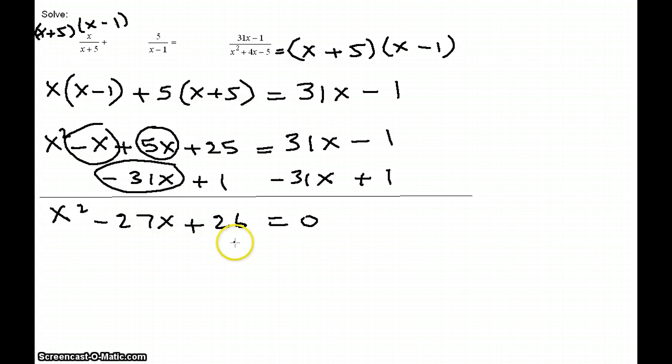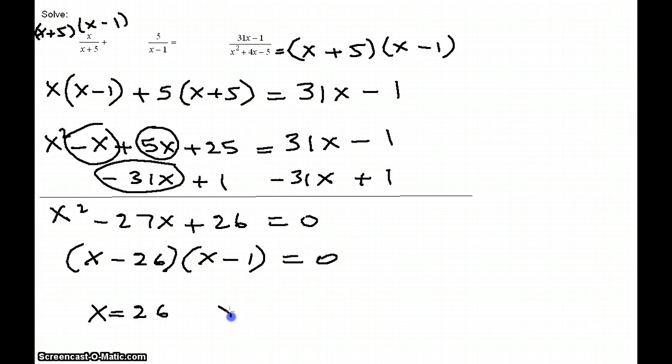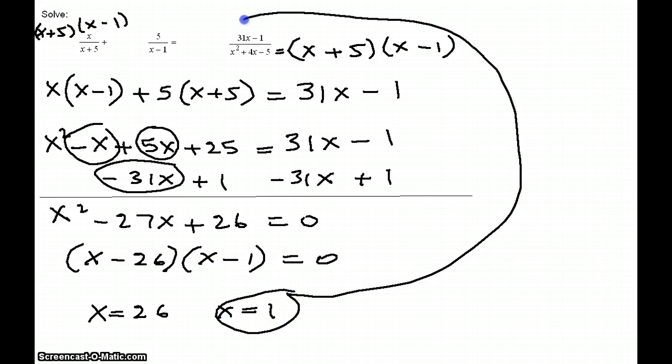Now we have a product of 26, a sum of negative 27. That's easy. It would be (x minus 26)(x minus 1) equals 0. My final answer is x equals 26, x equals 1. I cannot have 1 because guess what? If I go back here and put x equals 1, a number over 0 is undefined. So the only solution would be x equals 26. Okay, that would be the only solution here, x equals 26, as my final solution. Okay, good luck.